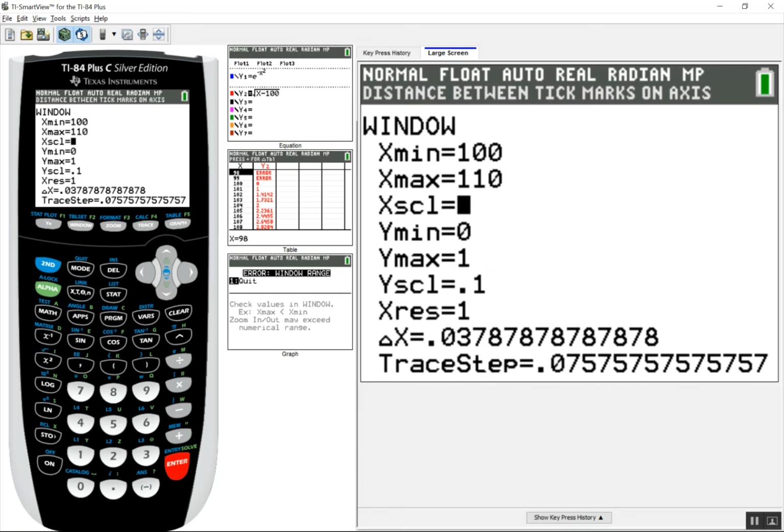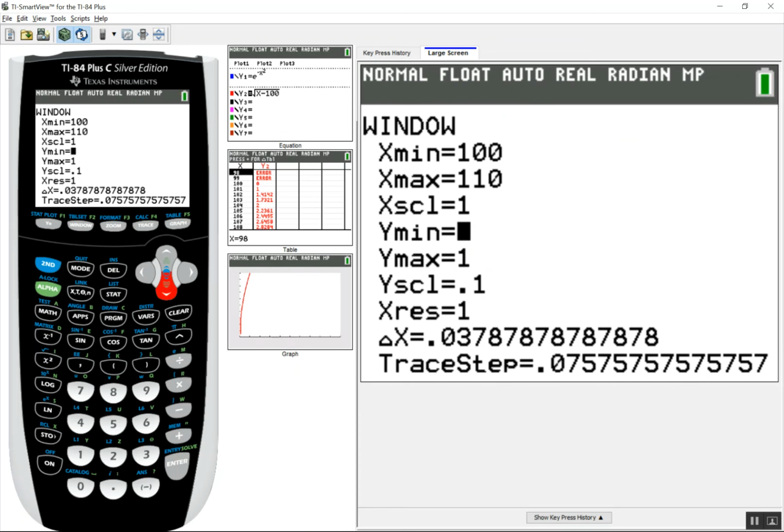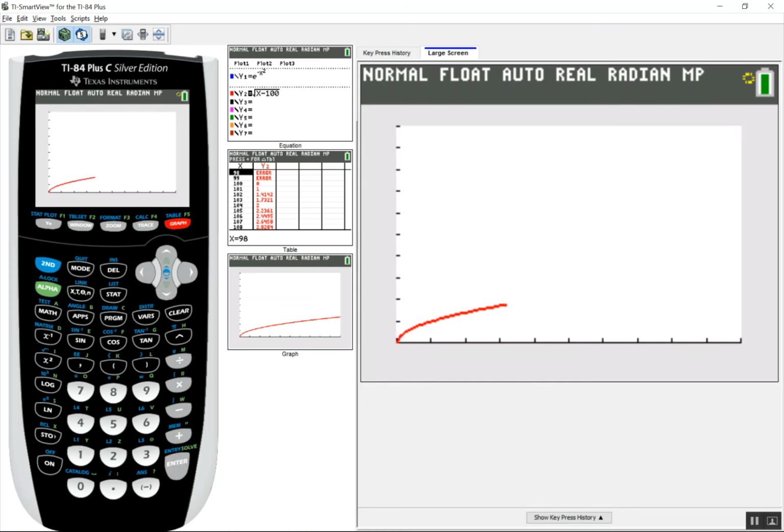with scales of 1. And notice that the y values we're going to get out of the square root are always going to be positive, but they'll probably get pretty big. So let's let y go from 0 to 10 in scales of 1, and let's look at our graph. And sure enough, our graph actually shows up.